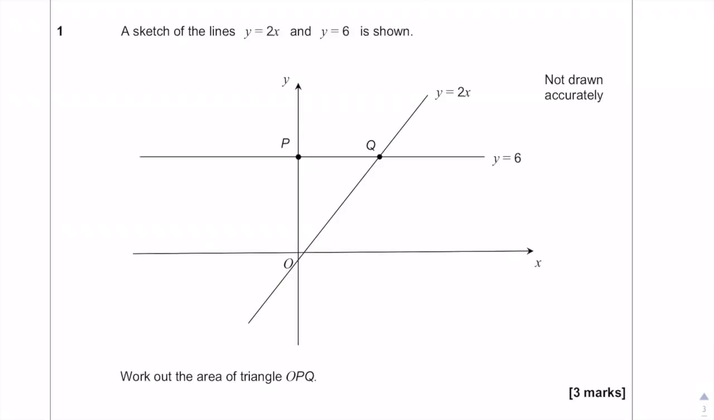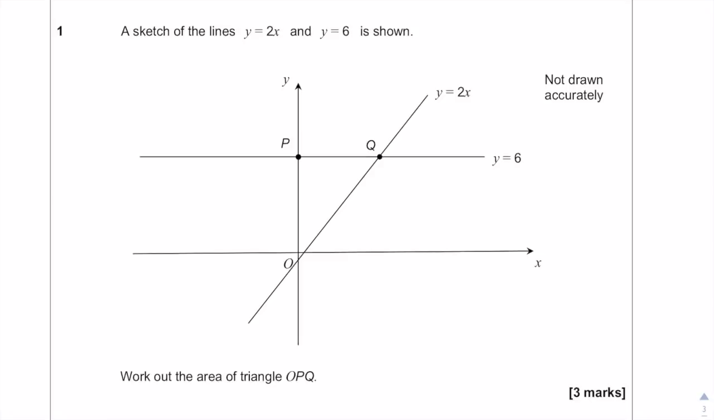Question 1. A sketch of the lines y equals 2x and y equals 6 is shown. Work out the area of the triangle OPQ. Okay, so what we need to do is work out what each of the points represent, so point O, point P and point Q. We need to work out their coordinates.